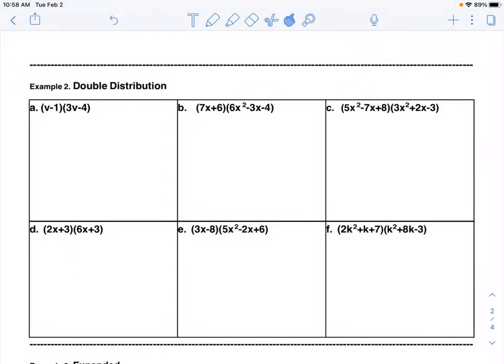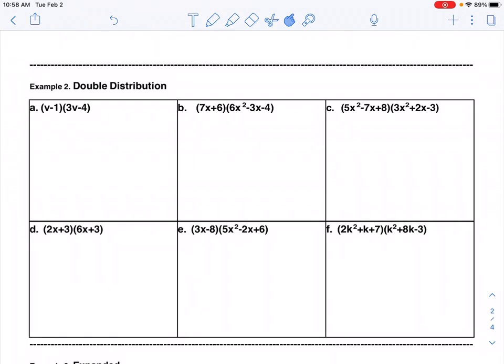We are working with double distribution. I'm going to be taking a look at the box method and getting better with just practicing multiplying these groups of numbers out.